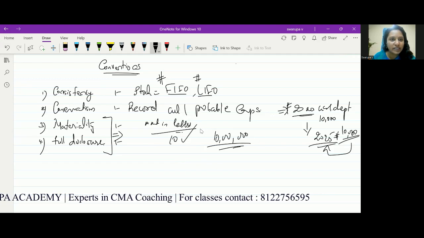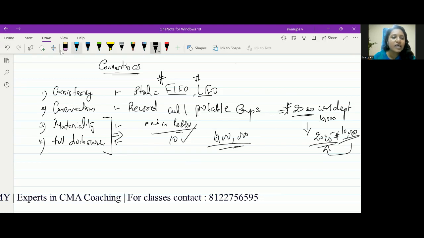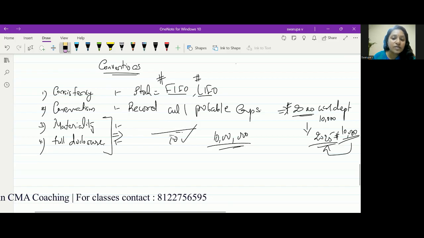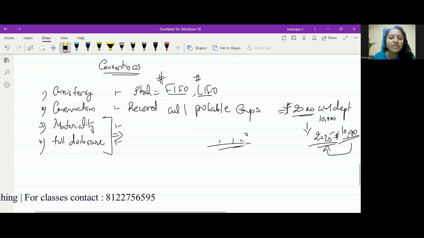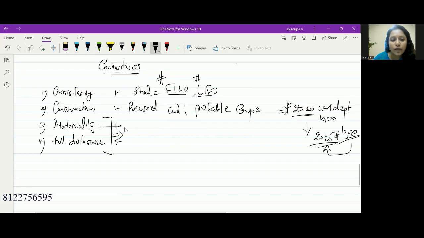This is easier to read, easier to understand, isn't it? So that is the materiality concept, material information. Rounding off comes under the materiality concept, whereby the paise we round off because of the materiality concept, because that does not materially affect the decision making.